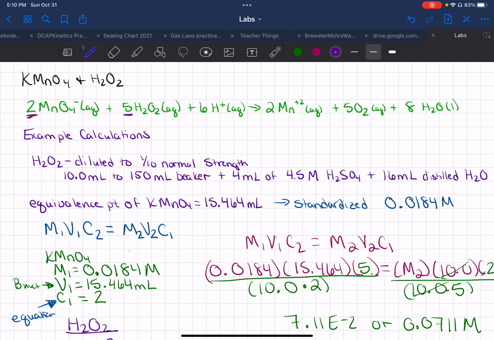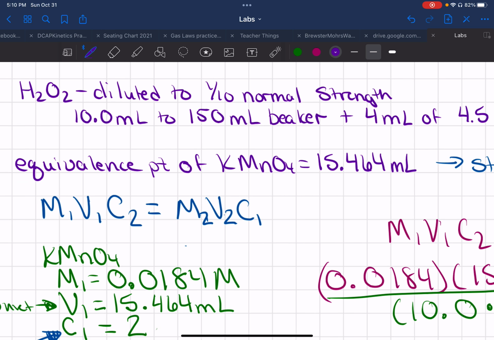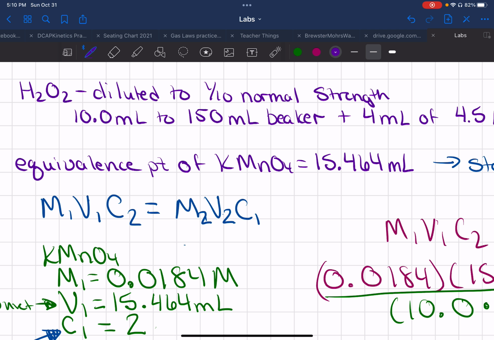Now, in this setup, just like in your lab, we diluted our hydrogen peroxide. In this example, I'm going to dilute it to 1/10 normal strength. So I take 10 milliliters, place it in a 150 milliliter beaker. I'm going to place 4 milliliters of 4.5 molar H2SO4 and then 16 milliliters of distilled water, H2O. And when I do this run, my equivalence point with the KMnO4 is 15.464.